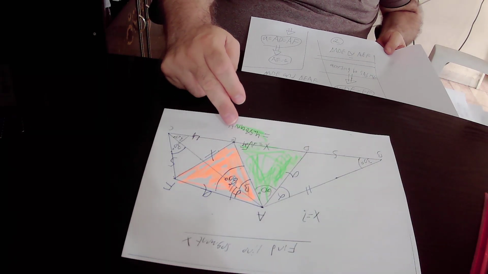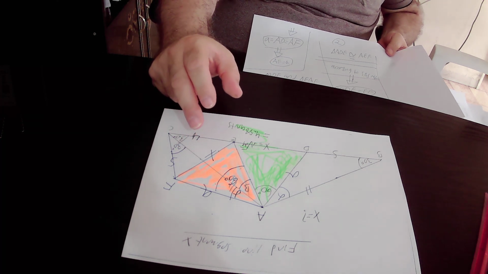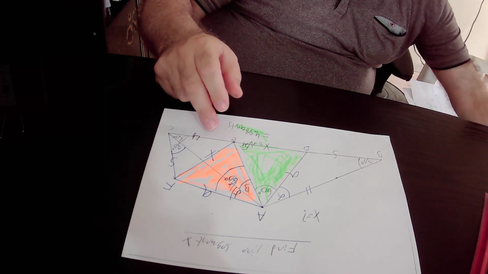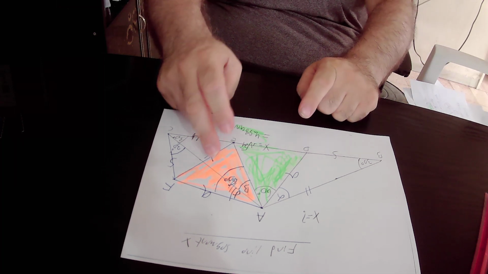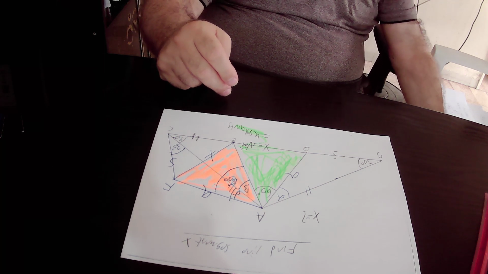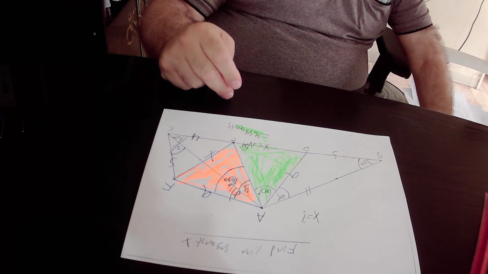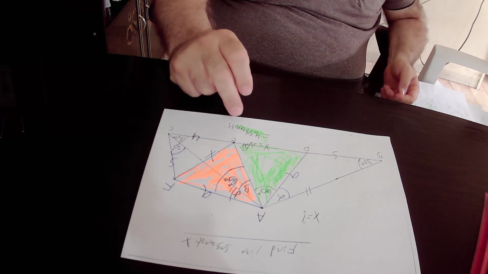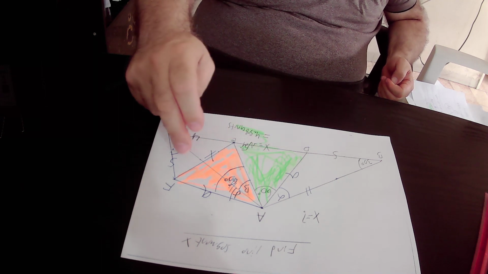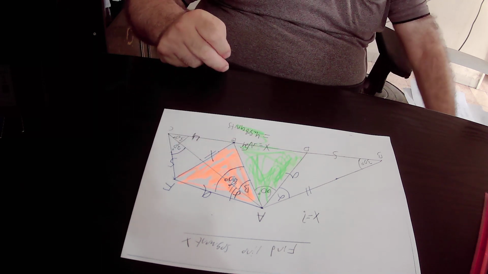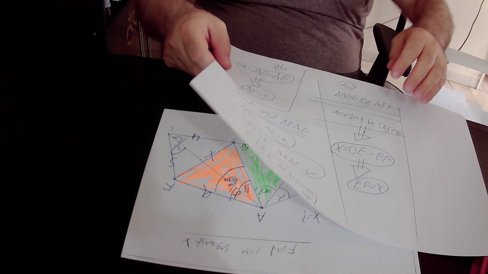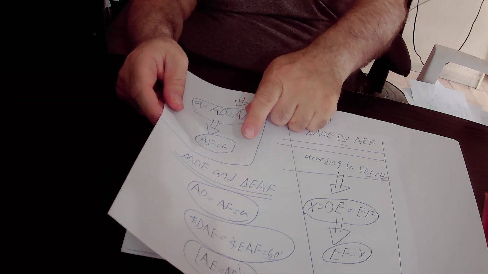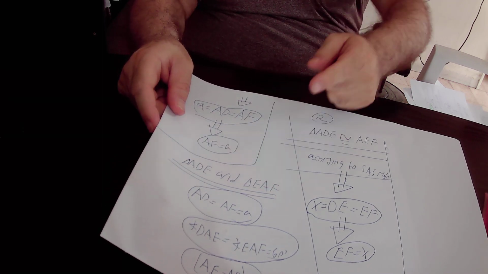Then we join points E and F together by a straight line, and we prove that the green triangle is congruent to the orange triangle. Okay, so why can those two triangles go into each other? First of all, side AD equals side AF, and both sides are equal to A, therefore they are equal to each other.